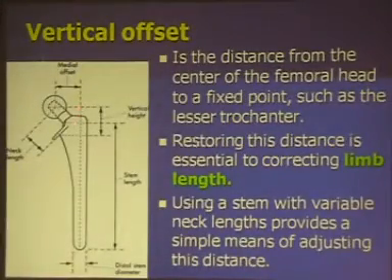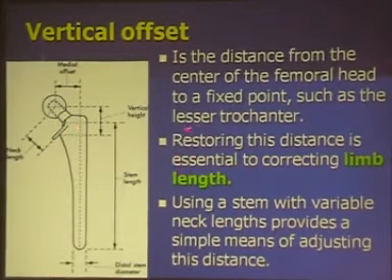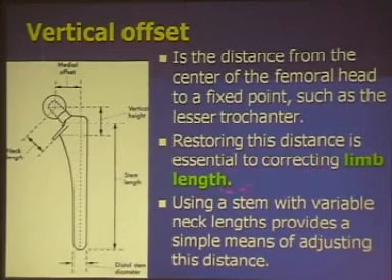What are the other offsets? Vertical offset, and basically the vertical offset, as we could see here, is from the geometric center of the femoral head to a fixed point, commonly the lesser trochanter or 1 centimeter more. Restoring this distance is essential to achieve the proper length and to avoid limb length discrepancy.